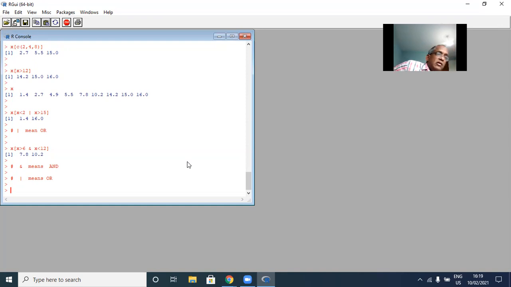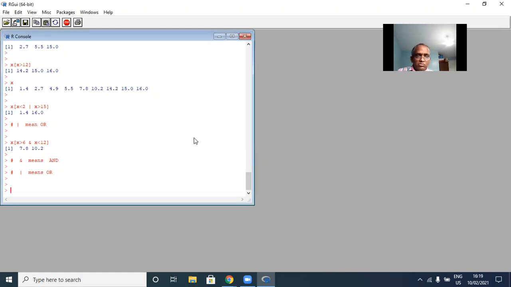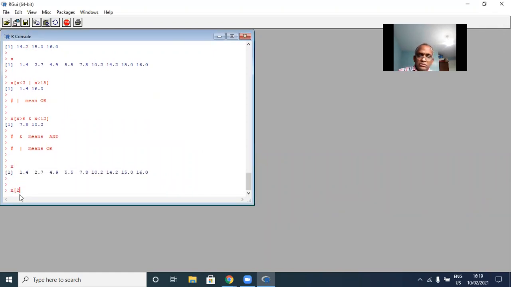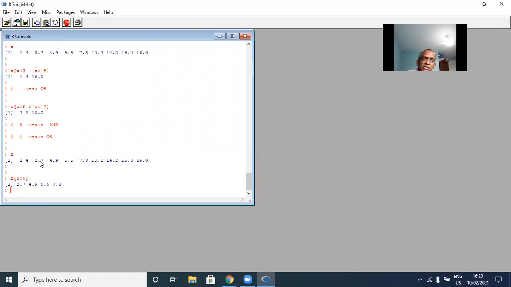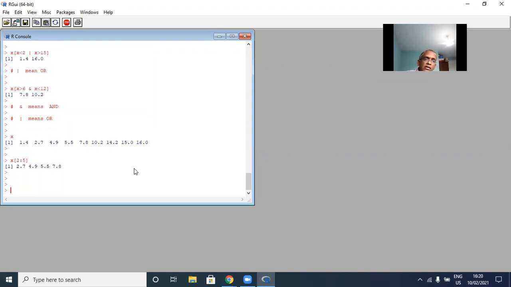Yeah, okay. One person asked me to repeat something. I forgot, just a minute. Yeah, okay, I will repeat that one more time. Okay, x[2:5], what this means is that it picks all the data from the second position to the fifth position. So that means 2.7, which is the second position, third position, fourth position, fifth position. So it's 2.7, 4.9, 5.5, and 7.8, right? Okay, guys.